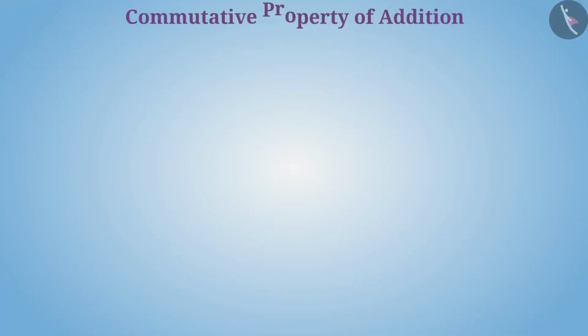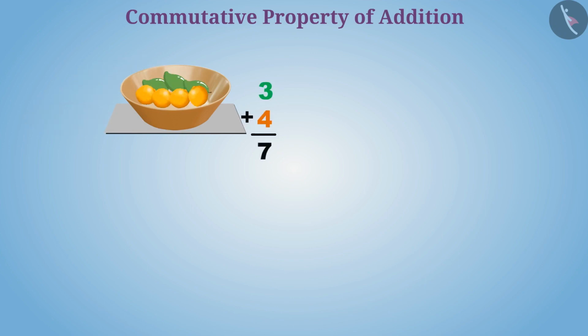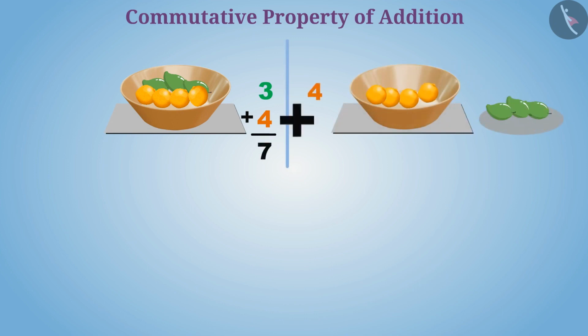Express the commutative property of addition of two numbers in a general way. Let's understand this property with an example. If you keep 3 fruits in the basket and add 4 more fruits to them, then there will be 7 total fruits. In the same way, if you keep 4 fruits and add 3 more fruits to them, then also the sum will be the same, that is 7.